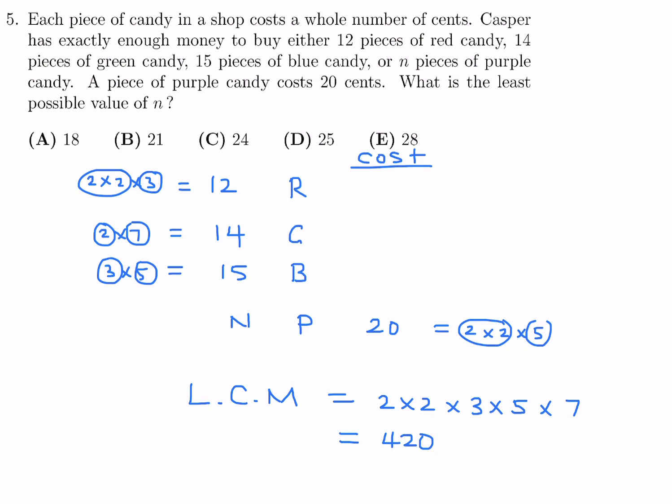So now to get the costs, we just have to divide 420 by the number of pieces. And when you do, you get 35, 30, and 28. And then here we have to figure out n. You do that by dividing 420 by 20 cents, and that would give you 21. So for number 5, the answer is B.